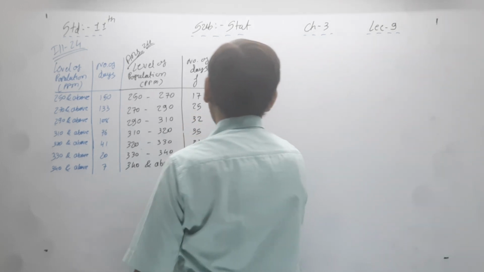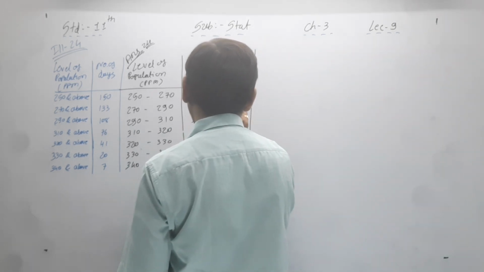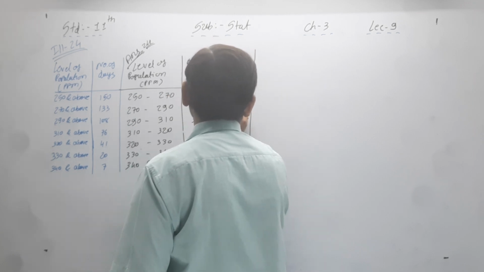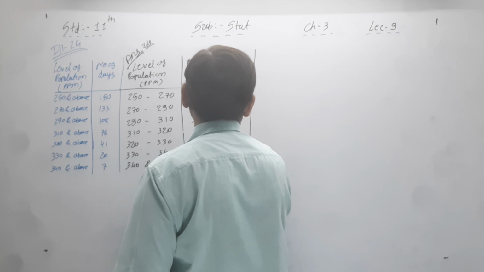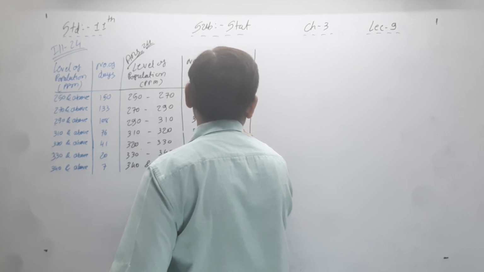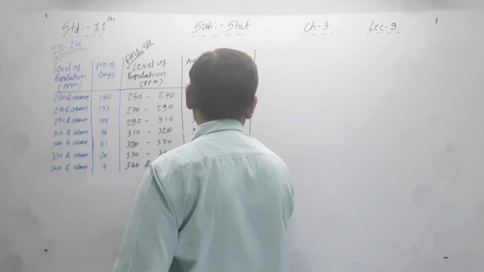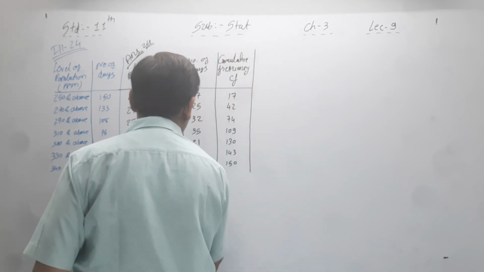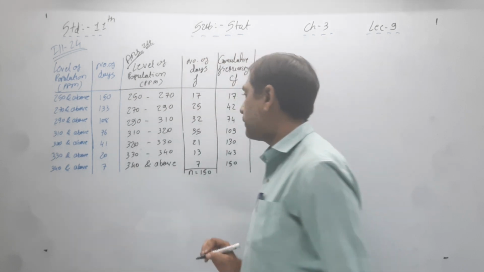Okay, so 17 as it is, plus 25, that is 42, then 74, then 109, then 130, then 143, and then 150. n is equal to 150.